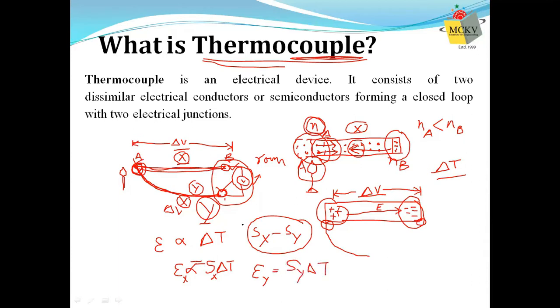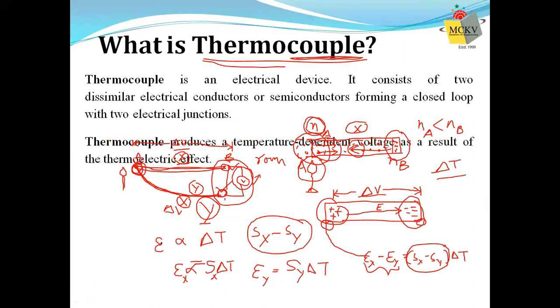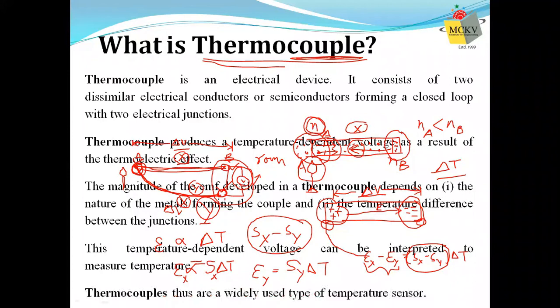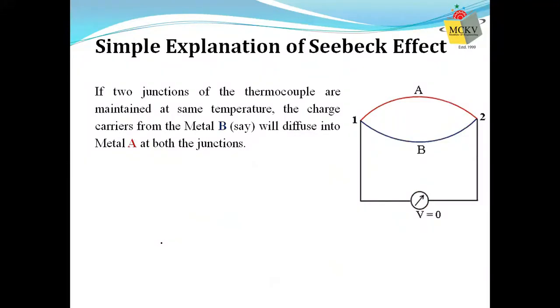So what is the net potential difference between these two ends? It will be Ex minus Ey, and that will be basically (Sx minus Sy) times delta T. So this is a property of the thermocouple, the couple that you are using, whatever material that you are using. And this is the potential difference that you will be measuring. Now, this is what I told you. The slides show the explanation that I was talking about.